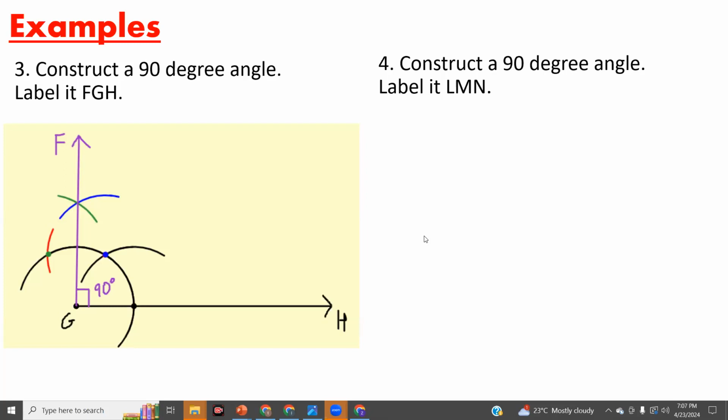Yes, sir. Do you understand how we got the 90-degree angle? Yes, sir, but I have to do it over because I don't have a compass, my angle is a little wrong. Okay, I'll do it over, sir. Okay, no problem.